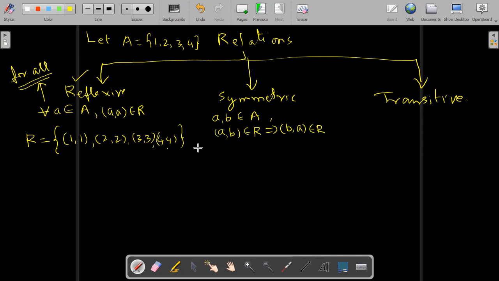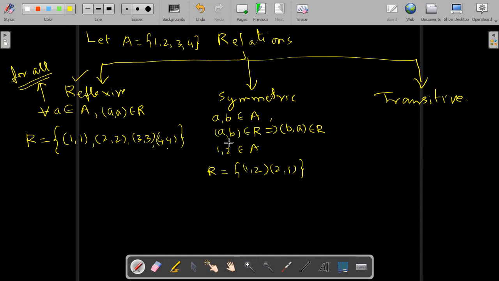So AB, suppose 1 and 2 belong to A, then R must have both 1 2 and 2 1. So R will be having 1 2 and 2 1. Then it is called a symmetric relation.